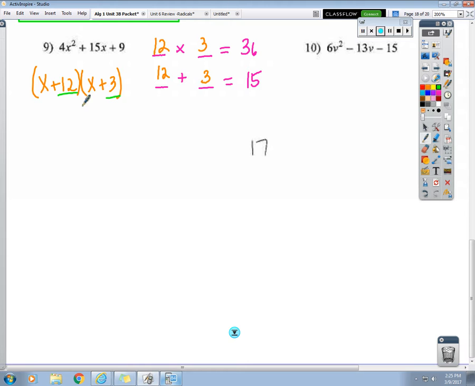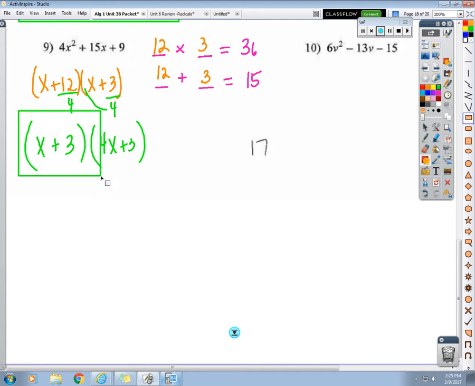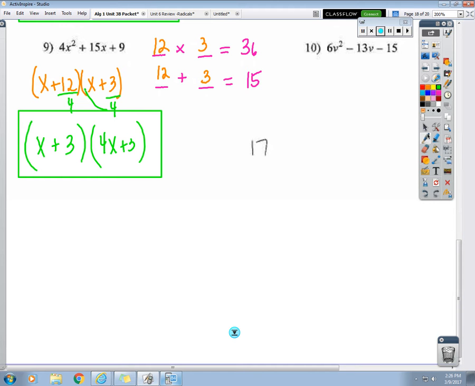Divide both of them by 4 and then reduce and simplify. What is 12 over 4? 3. So that one's done. Will this reduce? No. So you kick the 4 to the front. 4x plus 3, and that's the answer. Okay, and the reason it's the answer is because x times 4x is 4x squared, 3 times 3 is 9, 3x and 12x combine to 15x.